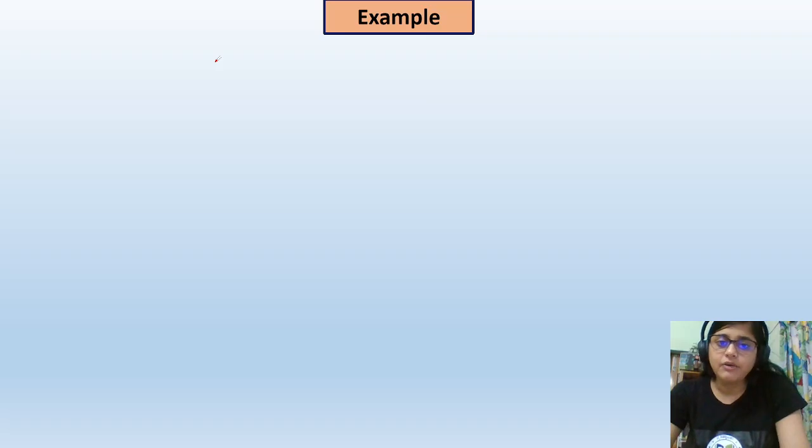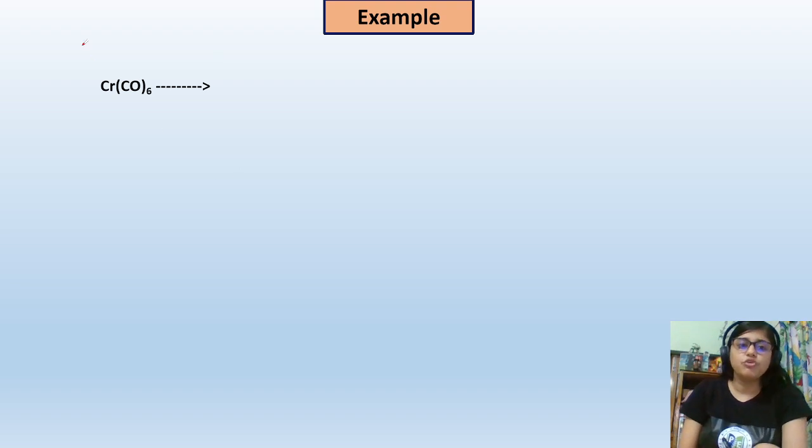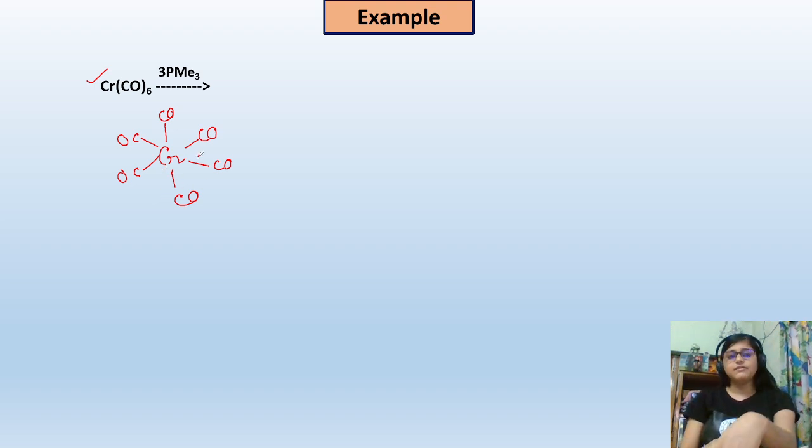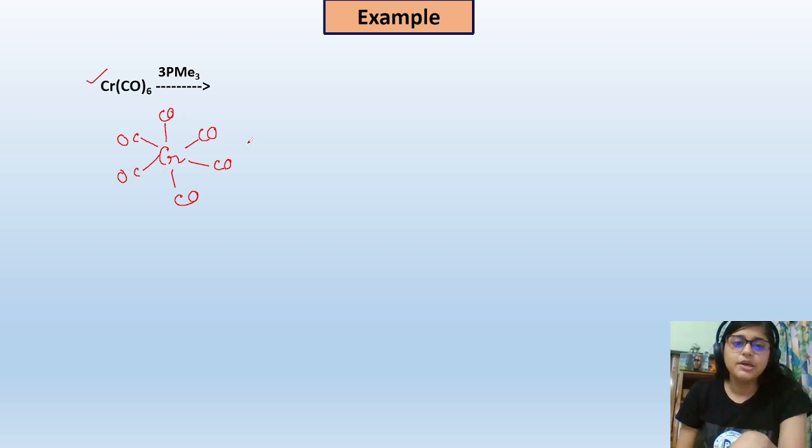Okay. Now coming to an example. I have taken this example. PMe3 is given, 3 molecules of PMe3. First I will draw the structure of Cr(CO)6. That is like this, octahedral. These are equatorial CO and axial CO. In the starting, there is no difference between equatorial and axial, right? They can be exchanged also. So first PMe3 is given.